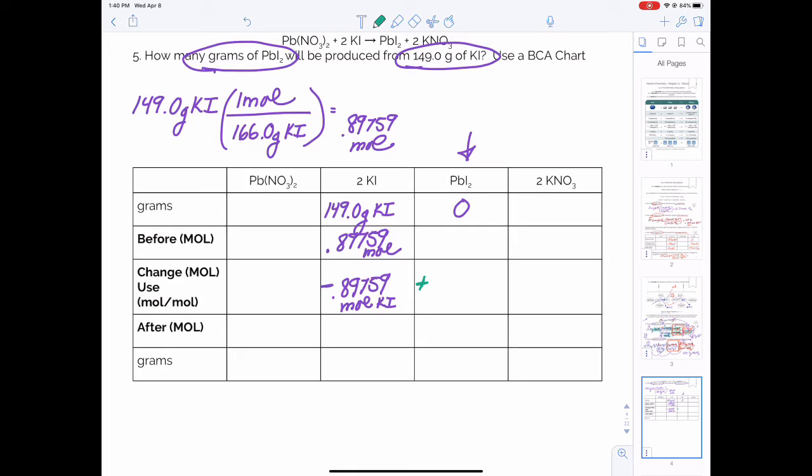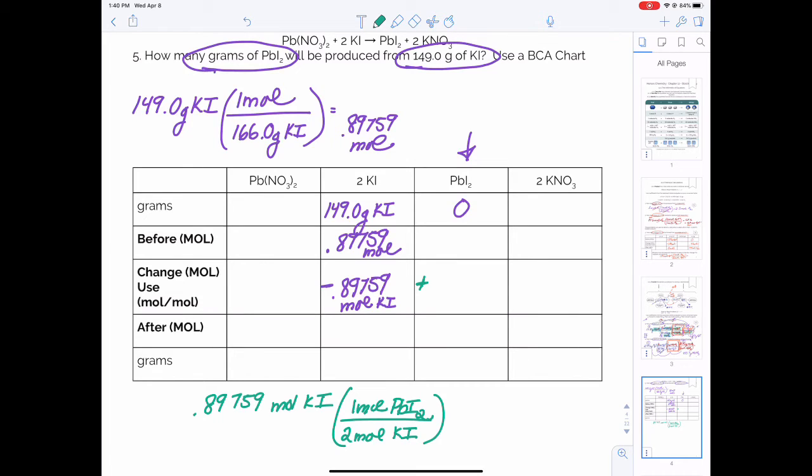Well, how much lead iodide? This is where I'm going to use the coefficients from the balanced chemical equation. So I'm going to take that 0.89759 moles of potassium iodide, and using the coefficients from the balanced chemical equation, 2 moles of potassium iodide will make 1 mole of lead 2 iodide, right?